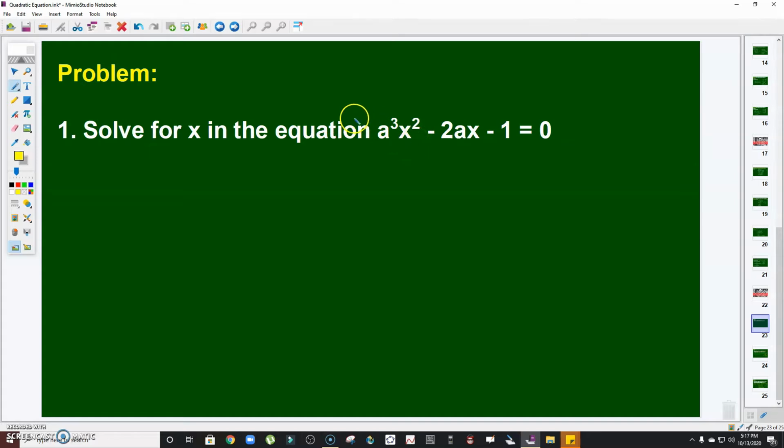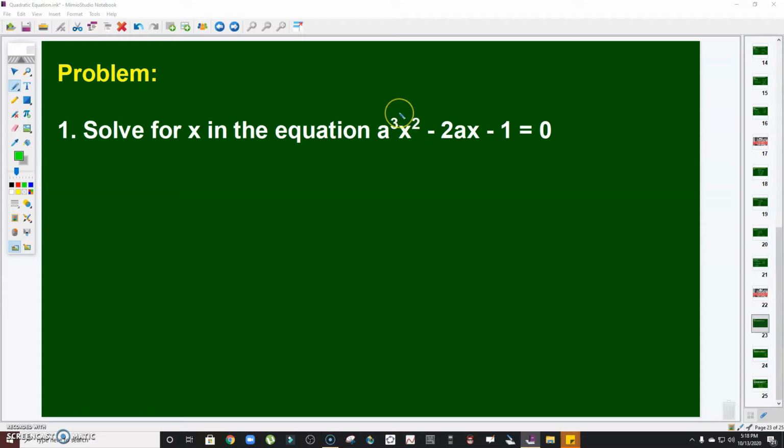As I mentioned in my previous video, the quadratic formula is the result of applying completing the square in solving the general quadratic equation. So either of the two will work. In this problem, I'm going to use the quadratic formula.